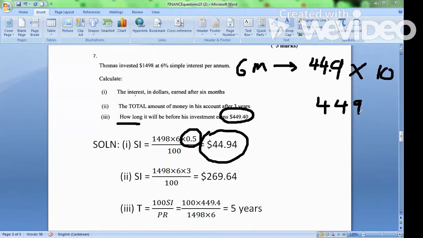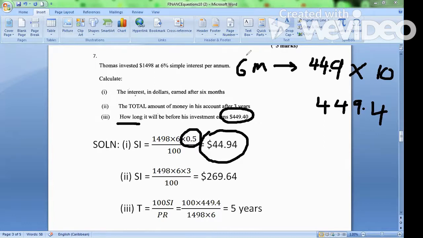Hold on. Oh yeah, 449.4. Yeah, same thing, right? If I multiply this, I get 449.4, which is what they asked for, not true? All right, but it wouldn't be 10 years. This would be what?